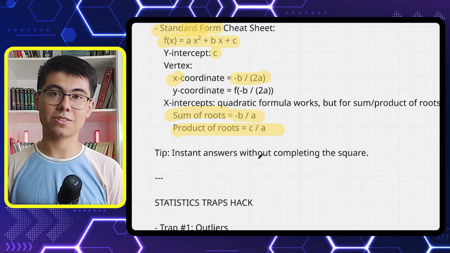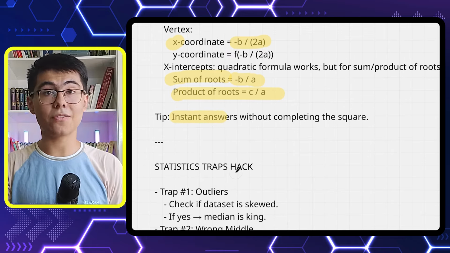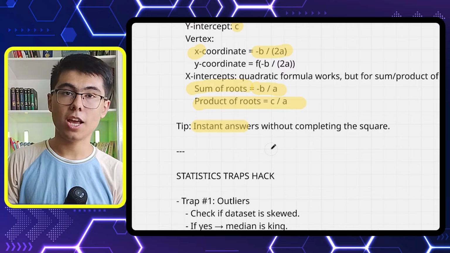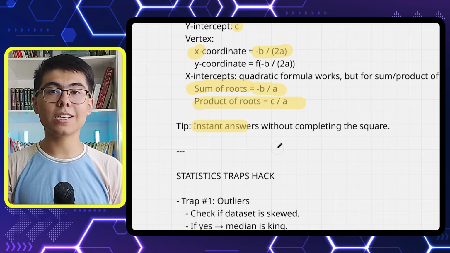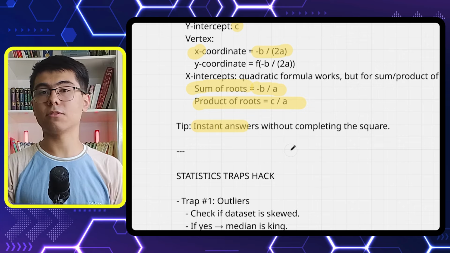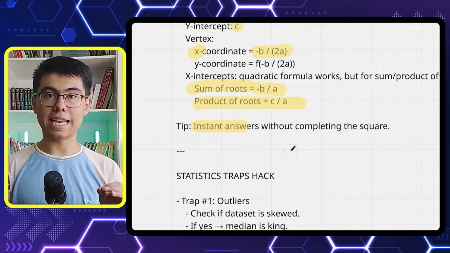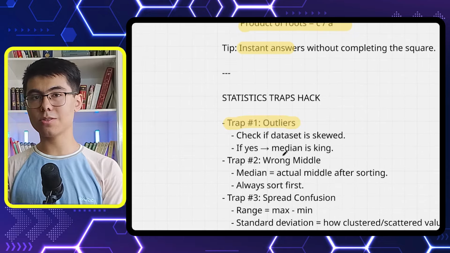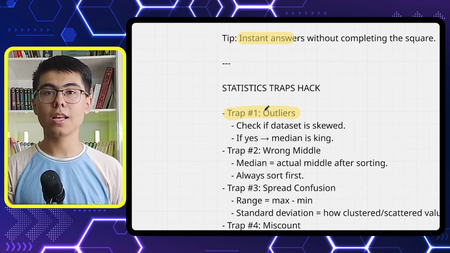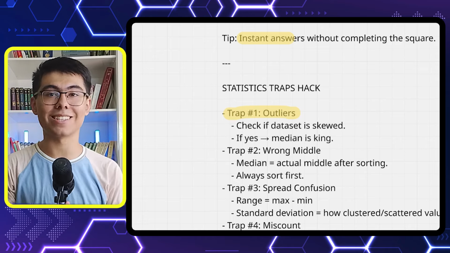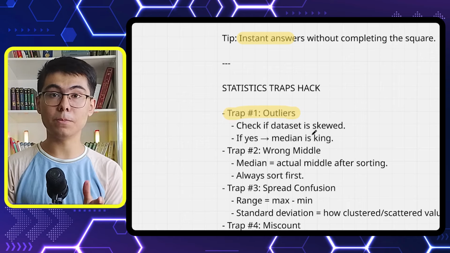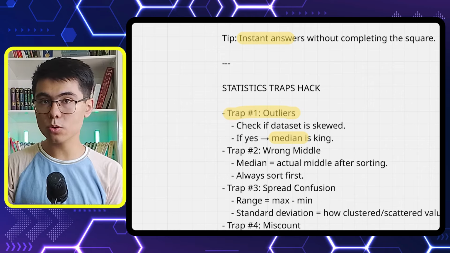That's it, instant answers. And here's the truth that burns students alive on SAT Math. The test isn't just asking if you know mean, median, and range. Everyone knows those. The SAT is a trap game. They want you to fall for the wrong average, the wrong middle, or the wrong spread. So the first trap is the outlier ambush. The SAT loves to sneak in one absurd number like 999 in a list of normal values. Kids who autopilot grab the mean and get destroyed. You instantly check, is this dataset skewed? If yes, the median is king, and that one move nukes the trap.